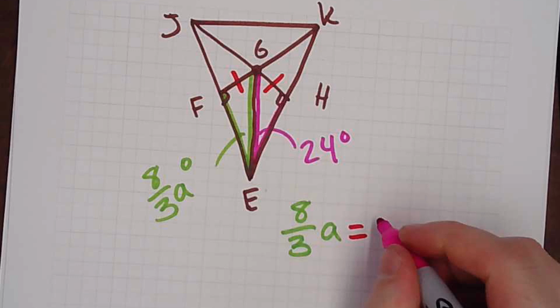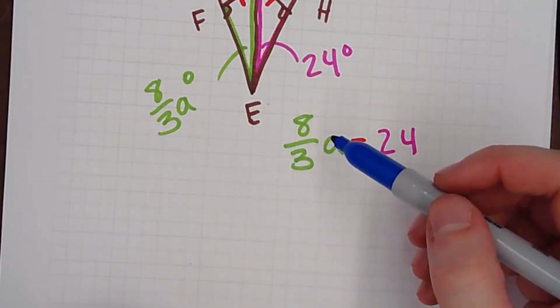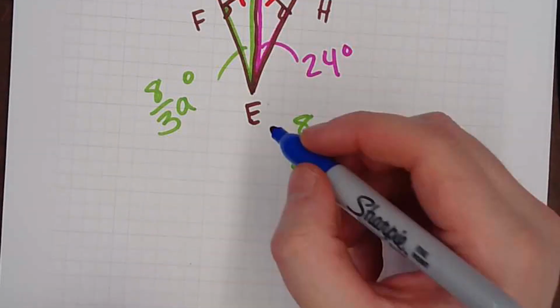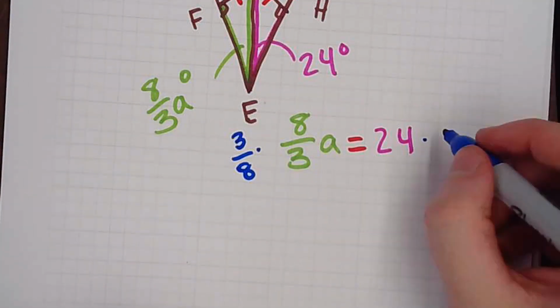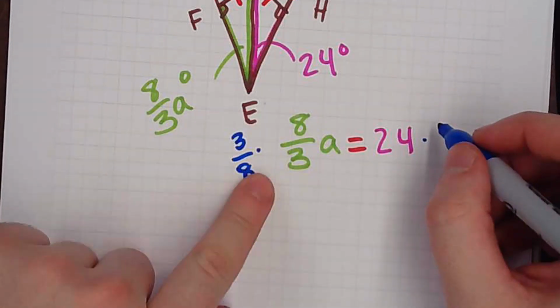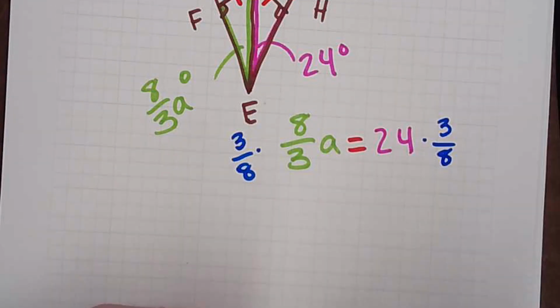So in order to separate the 8/3 from the A, because I have nothing left to do, it's time to divide. I need to divide by 8/3. But we don't like dividing by fractions, so what we do instead is we multiply by the reciprocal. It's the same thing as dividing. As long as you flip it, you can change it from division to multiplication and it works out. So I'm going to do this.